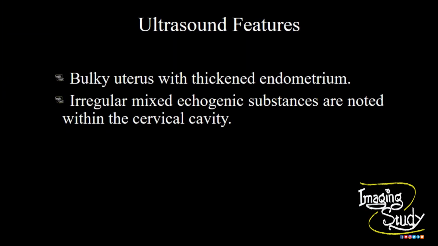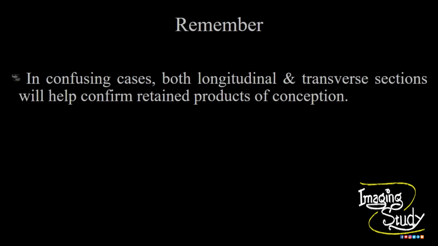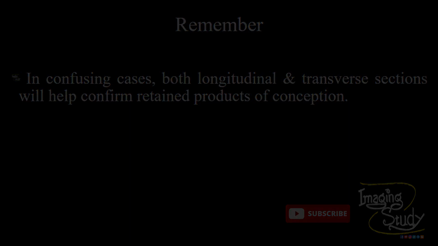So in summary, we have seen bulky uterus with thickened endometrium, irregular mixed echogenic substances within the cervical cavity indicating incomplete abortion. Now the take-home message. In confusing cases, both longitudinal and transverse sections will help you confirm retained products of conception.